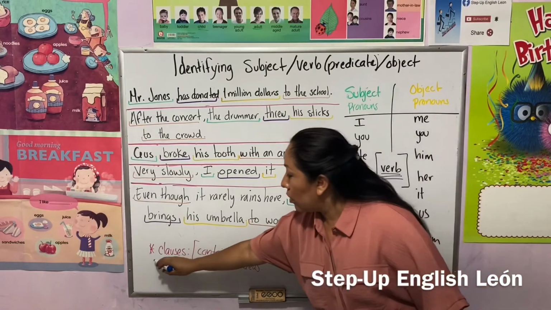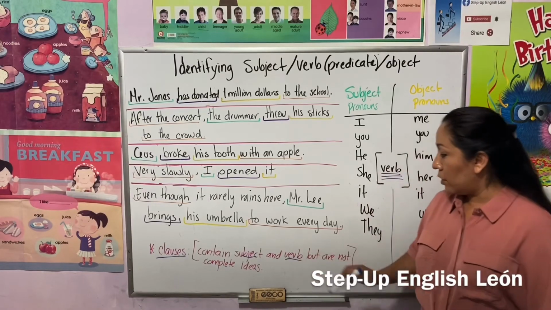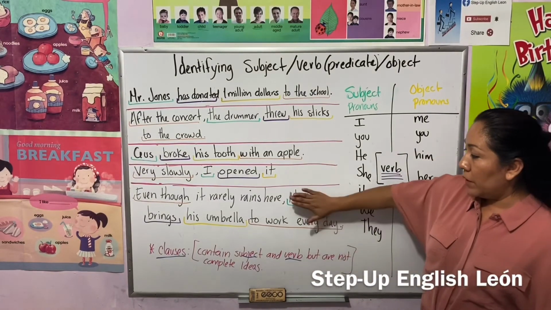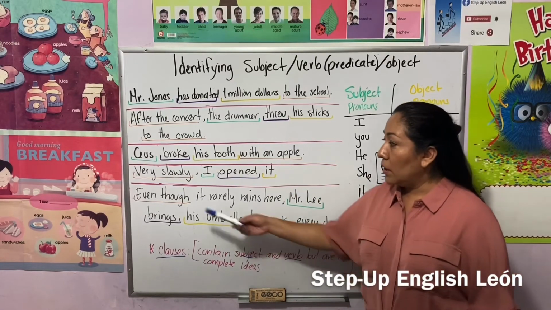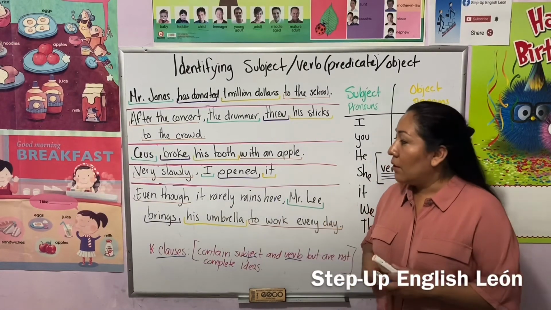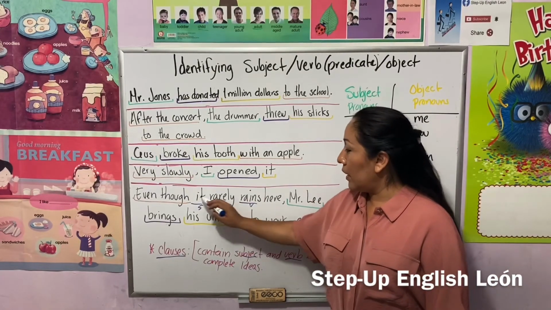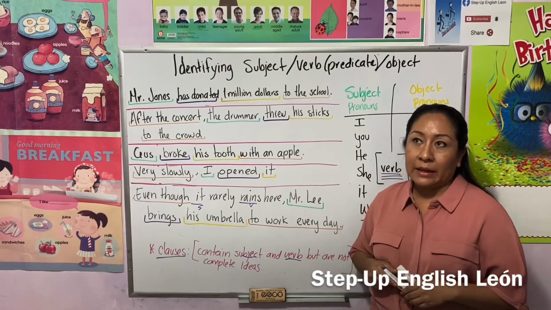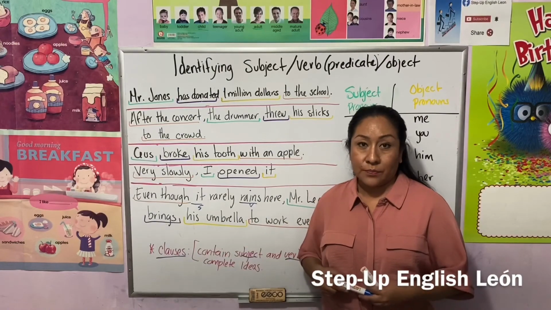This is what we call a clause. Clauses contain subjects and verbs, but are not complete ideas. So if you finish your sentence here, it would not be very clear what you're talking about. Even though it rarely rains here, what? Okay, so yes, I have a subject and I have a verb, it rains, but it's not a complete sentence. It's like a complement of my real sentence, and this is called a clause.